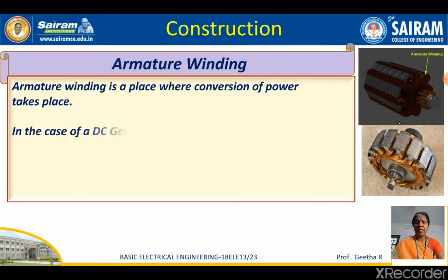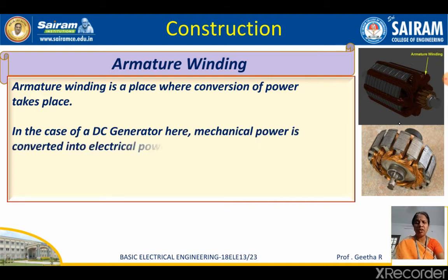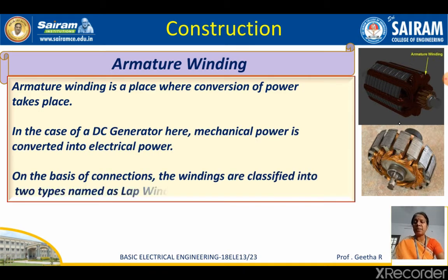Armature winding is a place where the conversion of power takes place. On the armature core, the armature winding is placed, or it is wound on the armature core. It is the place where the conversion of power, that is from mechanical energy to electrical energy, takes place. In case of a DC generator, mechanical power is converted into electrical power.